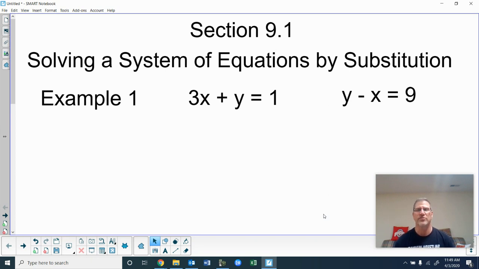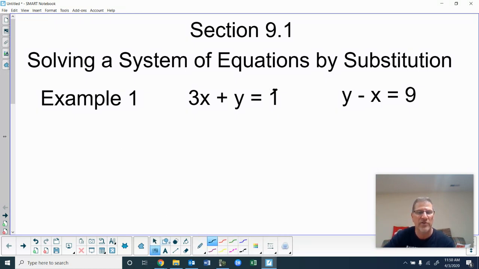So by the substitution method, the first thing we want to do is get one of the variables by themselves. It doesn't matter which one. It could be the x or the y. I usually look for a variable that has no coefficient. So we've got a 3x, so that coefficient's 3. We've got a y, so the coefficient's 1, so we could use that. I'm going to get the y on the right, in the second equation, by itself by adding x to both sides. So let me get my pen going.